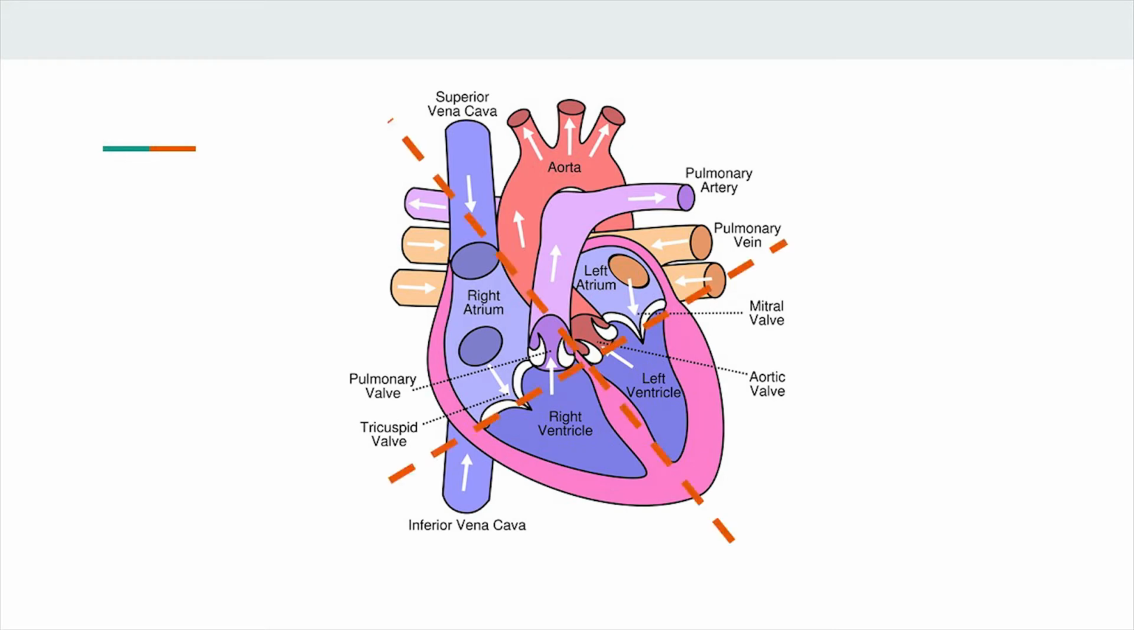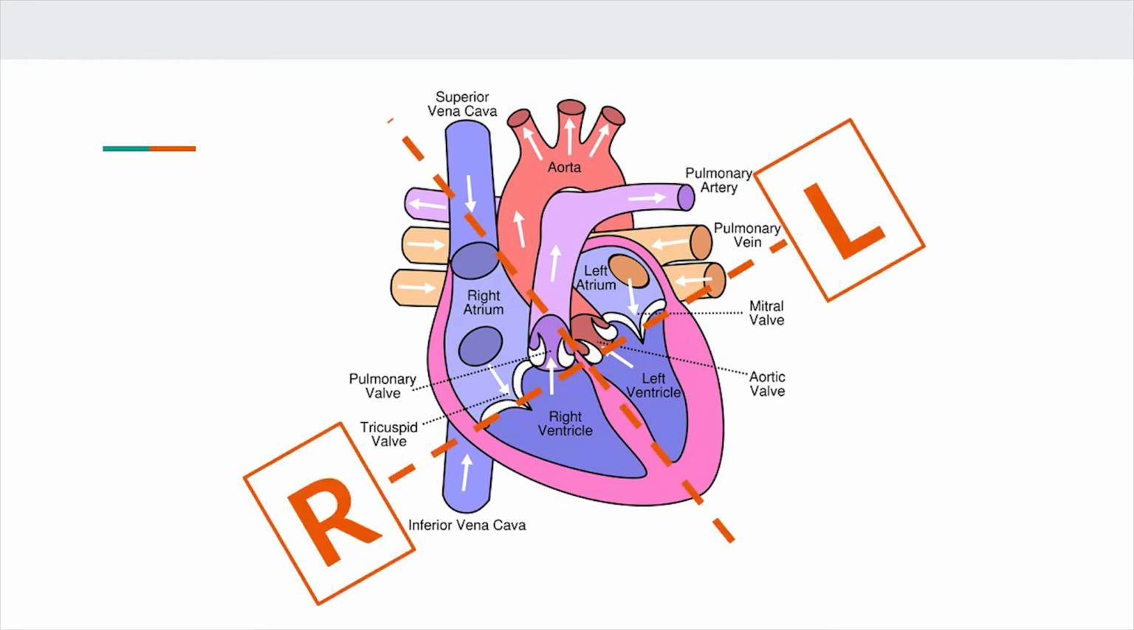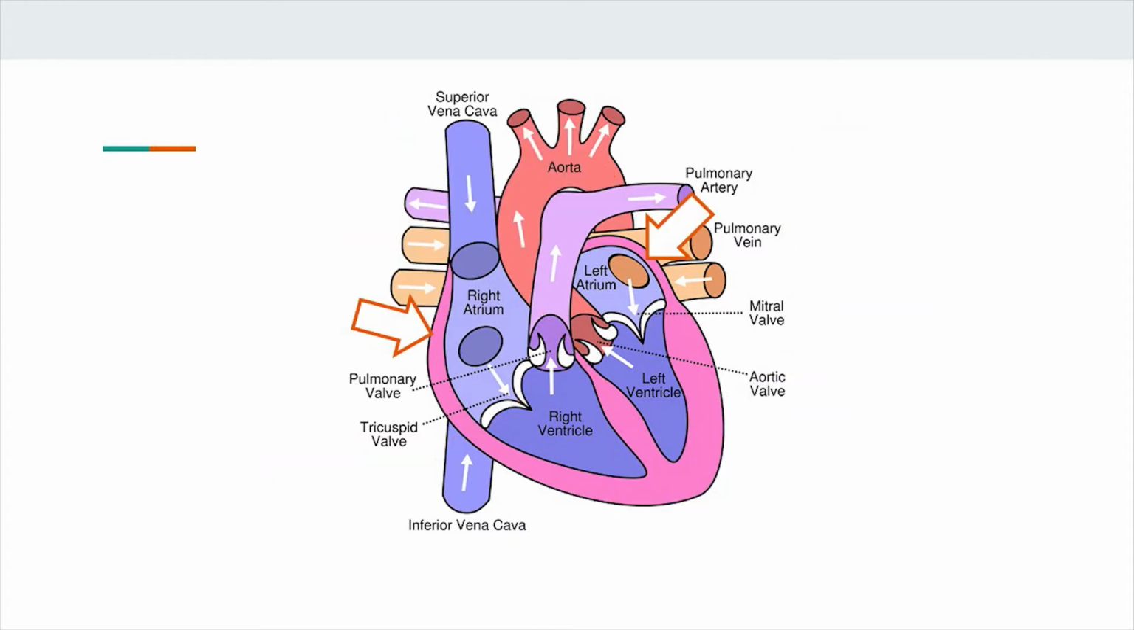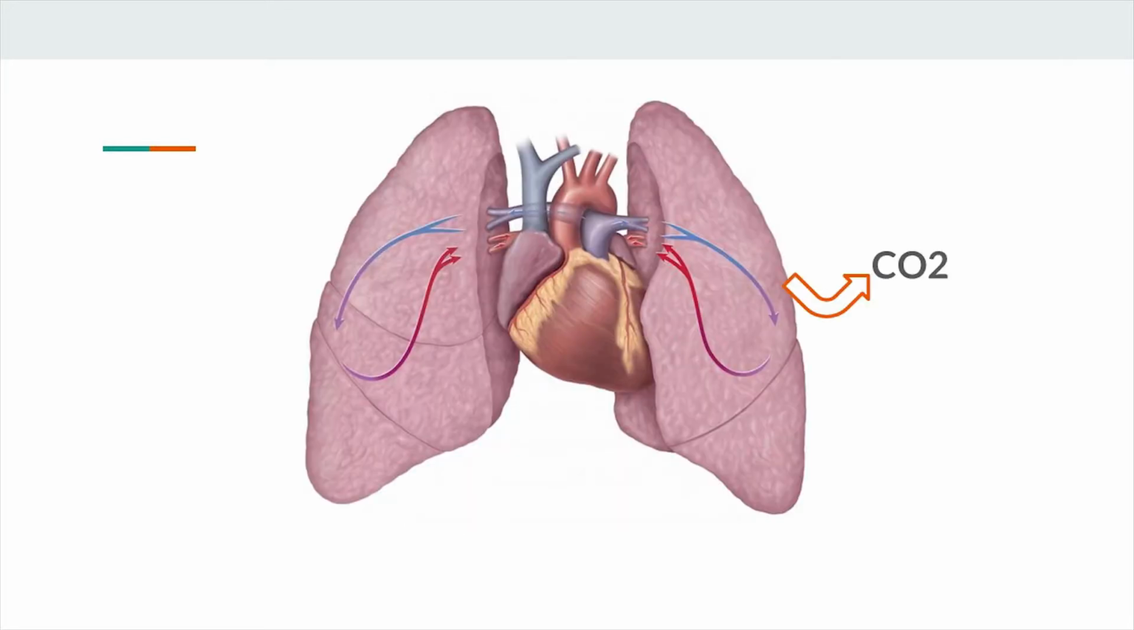The heart has 4 chambers, which are broken down to the right and the left side, and the atria and the ventricles. The atria are the top 2 chambers and the ventricles are the bottom 2 chambers. Venous or deoxygenated blood flows into the heart via the superior and inferior vena cava into the right atrium. From the right atrium, blood gets pumped to the right ventricle, which then pumps the blood into the lungs via the pulmonary arteries. At the lungs, CO2 is dropped off and O2 is picked up.